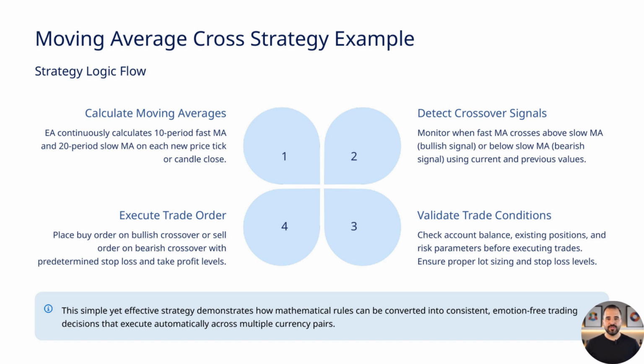Finally comes execution. The EA places buy or sell orders automatically, complete with stop loss and take profit levels. These ensure that risk is controlled and profits are secured without manual intervention. This flow, calculate, detect, validate, execute, demonstrates how mathematical rules become repeatable, emotion-free trading systems.